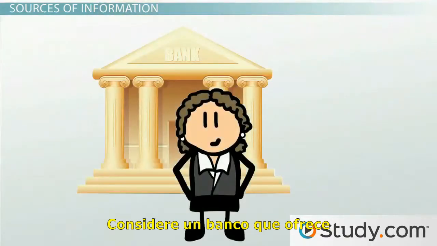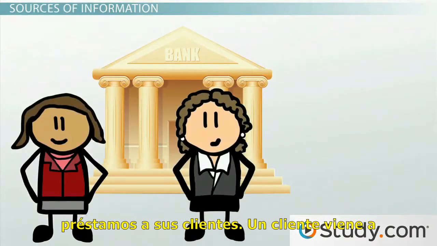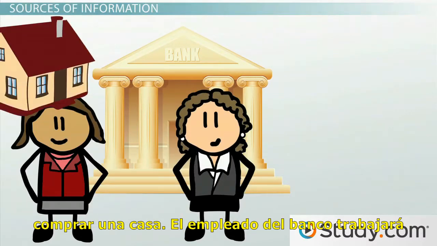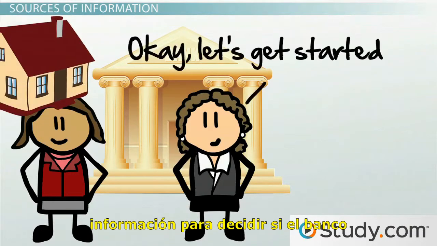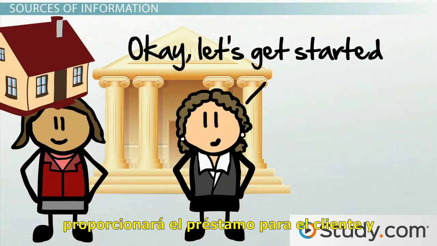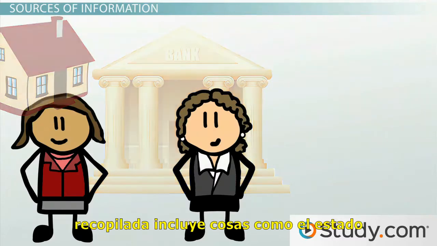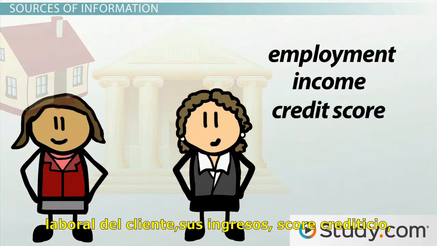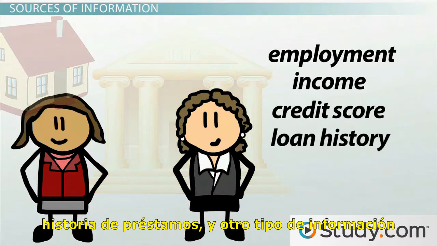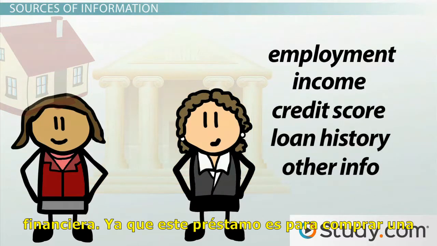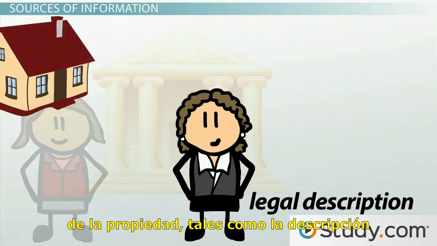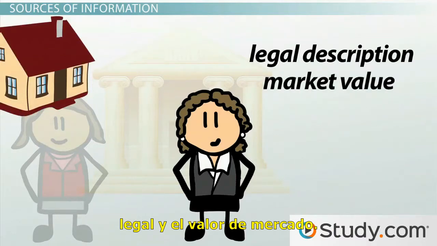Consider a bank which provides loans to customers. A customer comes to the bank to request a mortgage loan to buy a house. The bank employee working with the customer will collect information to decide whether the bank will provide a loan to the customer and under what conditions. The information collected includes things like the customer's employment, income, credit score, loan history, and other financial information. Since this loan is to buy a house, the bank also collects information on the property, such as the legal description and the assessed market value.